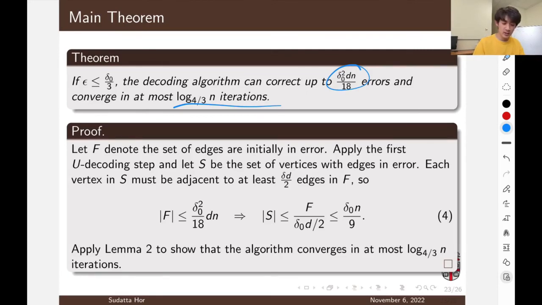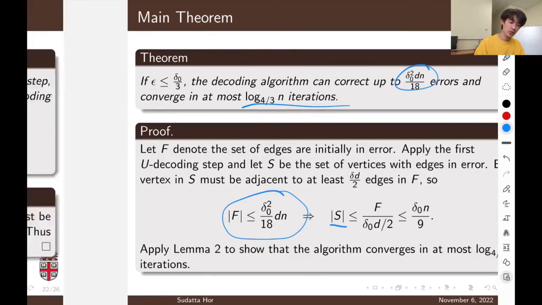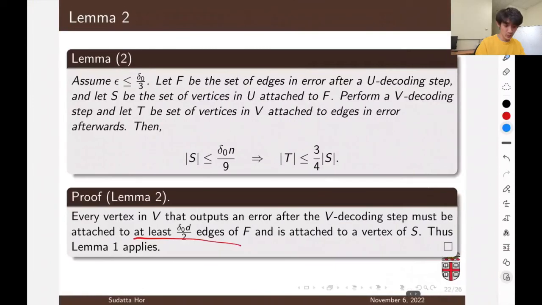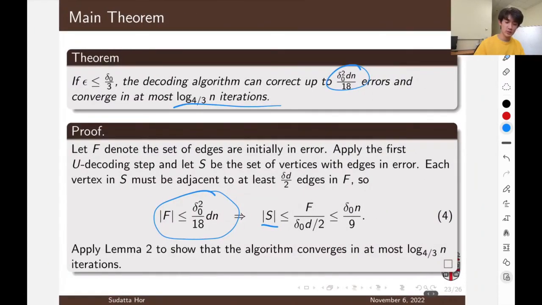And if we assume this condition right here, then after some manipulations, we can find a lower bound on the size of S. And then by our earlier lemma, this will imply that we get a lower bound on T, which is the number of edges in error after our V decoding step. So doing this, we can show that it will converge in a logarithmic number of iterations.